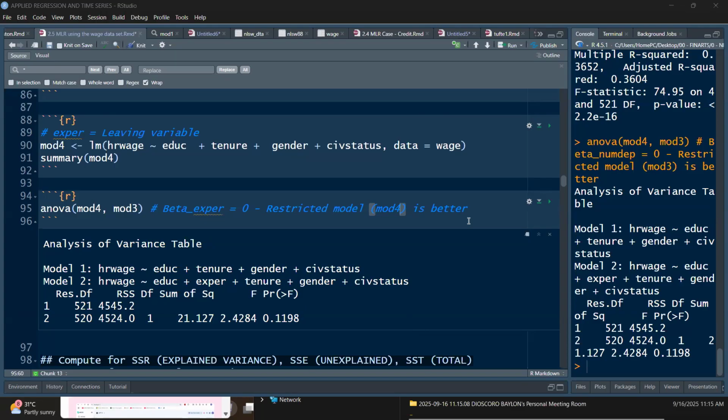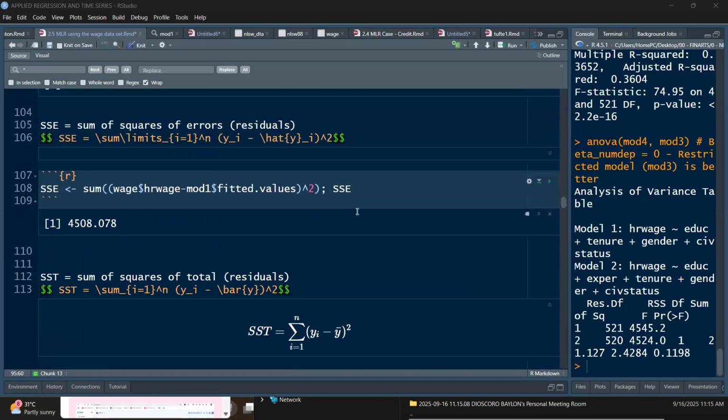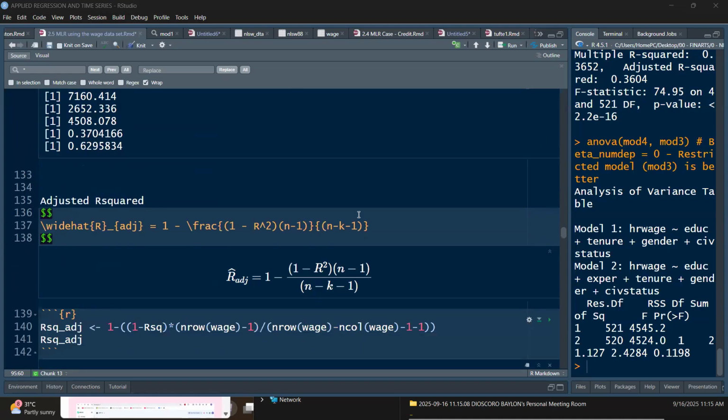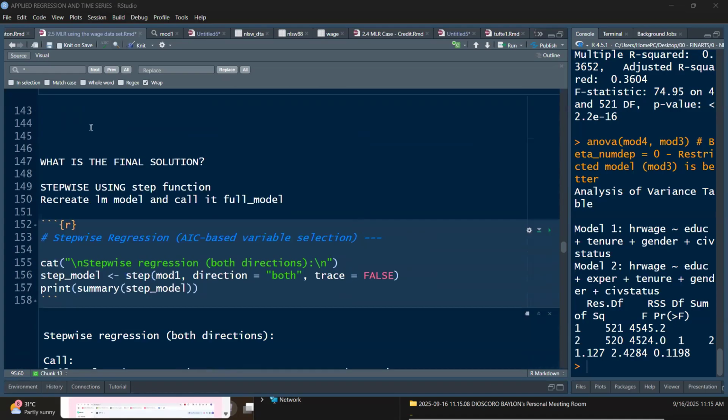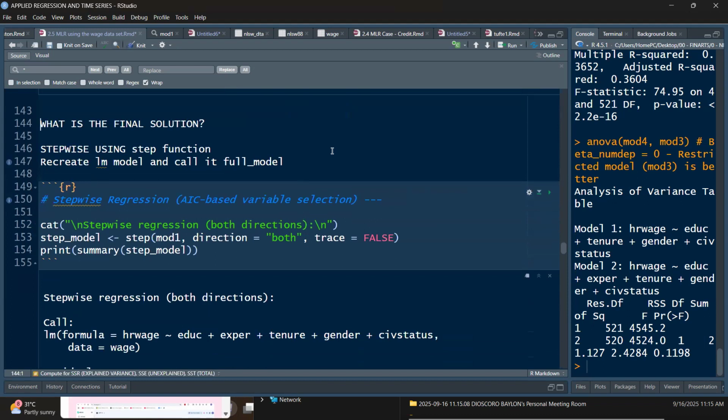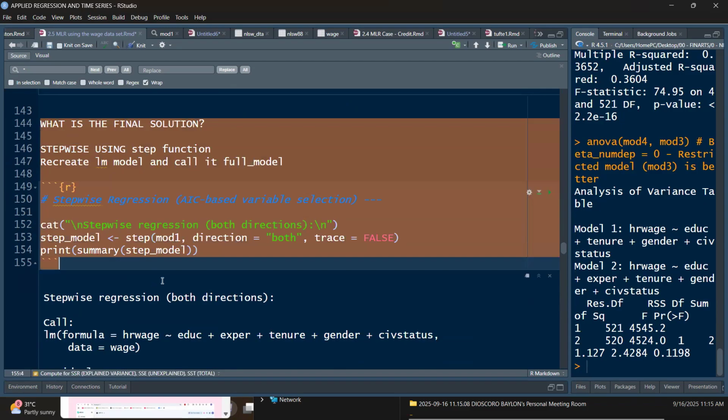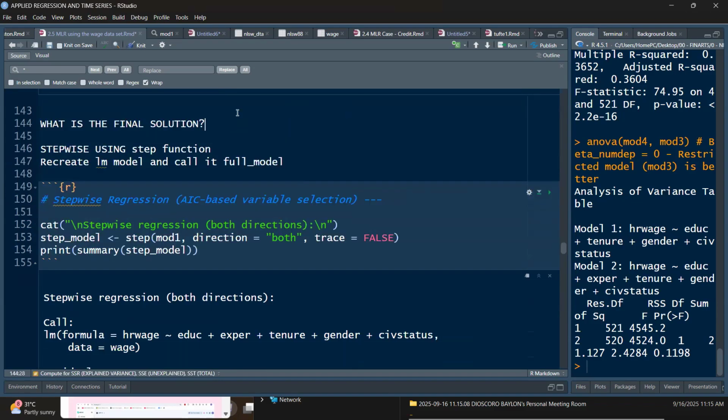Okay, now the problem here, class, is that this is quite a lengthy process, no? If you have 20 independent variables, does it mean that you will have to do that one at a time, one by one? Good thing there are packages that do stepwise regression. So let's go there. Okay, so the question is, what is the final solution?